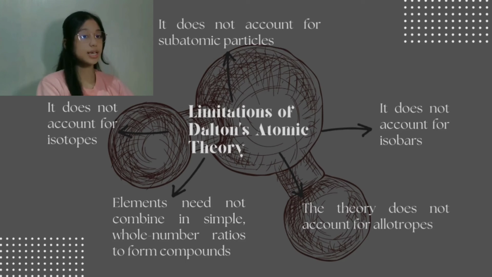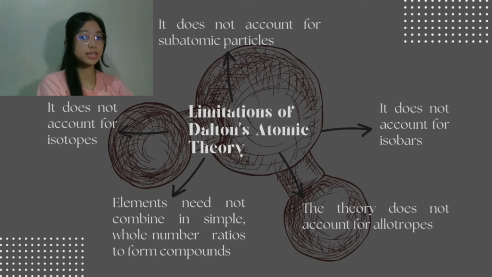The second one is that it does not account for isotopes. In accordance with Dalton, all atoms belonging to the same element are similar. However, the masses and the densities of atoms in some elements vary. For instance, the isotopes of chlorine have masses of 35 and 37.